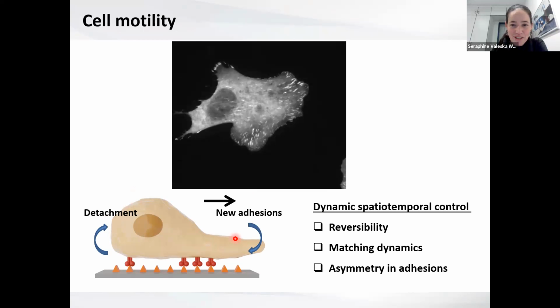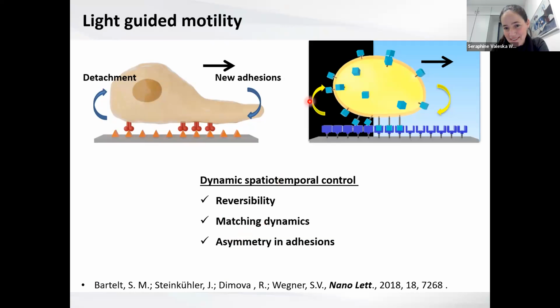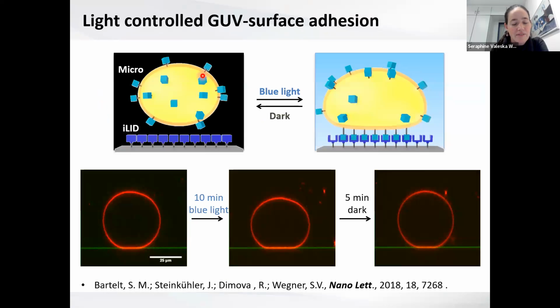And so we asked the question, can we replicate this in a completely synthetic system by replacing basically the cell with a giant unilamellar vesicle, so a lipid membrane basically filled with buffer, and functionalize the surface of these cells with artificial adhesion receptors. So this is the protein. We use the protein called micro, and micro can bind to the protein iLID under blue light illumination, and thereby we intended to initiate adhesions of these vesicles. This was the design, and here's how it looks from the side.